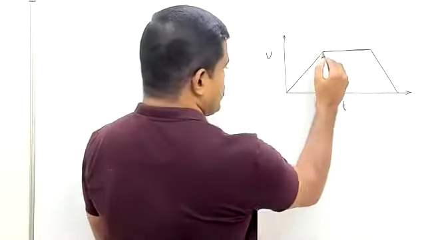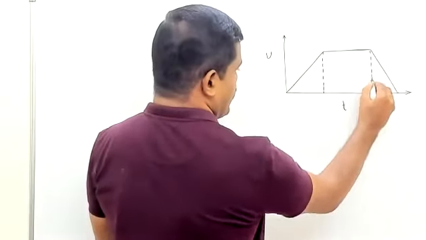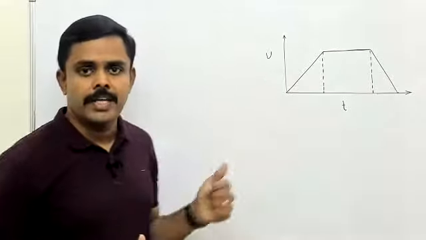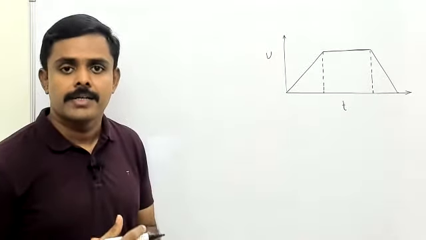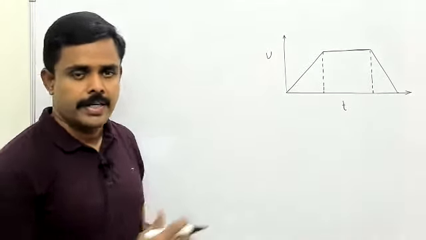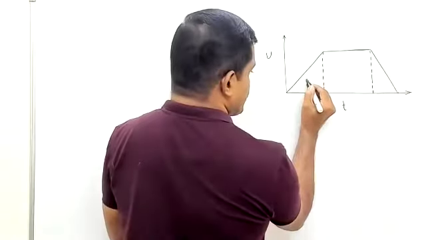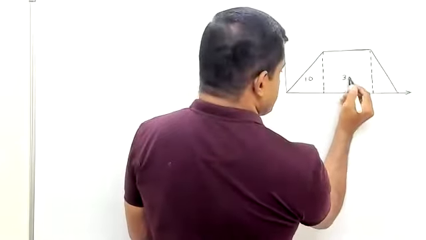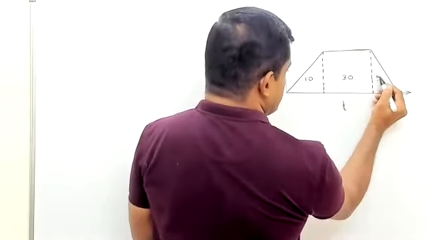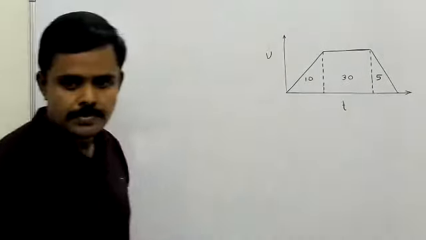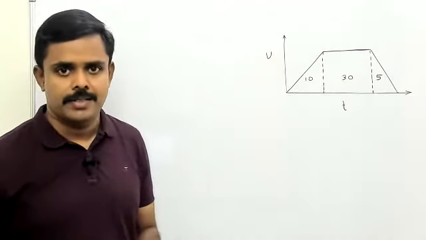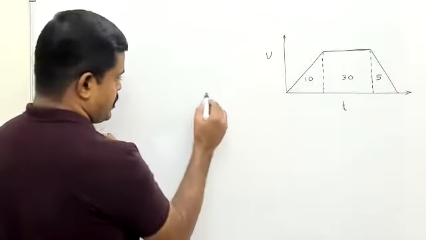And if I take the area under the graph, this is a velocity time graph. Area of a velocity time graph is nothing but the displacement of the particle. It is given that the displacement in the first segment is 10 meters, second segment is 30 meters, and the third one is 5 meters. The question is to find out the maximum velocity attained by the particle. And we have to take a particular thing here.